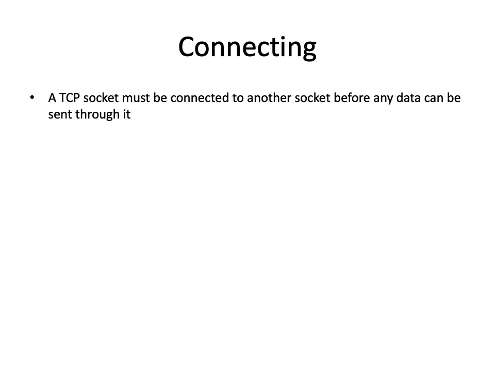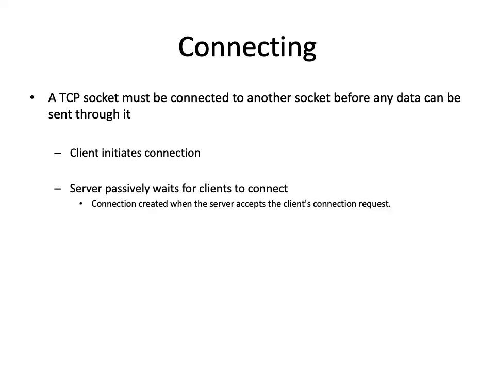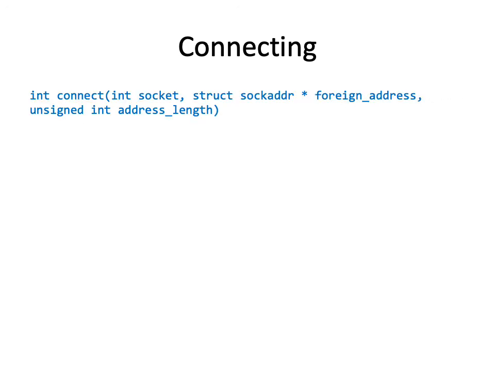So when you connect, the TCP socket must be connected to another socket before we send or receive any data. The client will initiate the connection, the server is going to wait for the client to connect, and then finally, it'll actually have a connection when the server says, okay, yeah, I accept your connection. But in the meantime, the client is basically saying, hey, can I have a connection with you? And it will just wait and wait. So the client is going to do that using the connect function. The connect function looks like this.